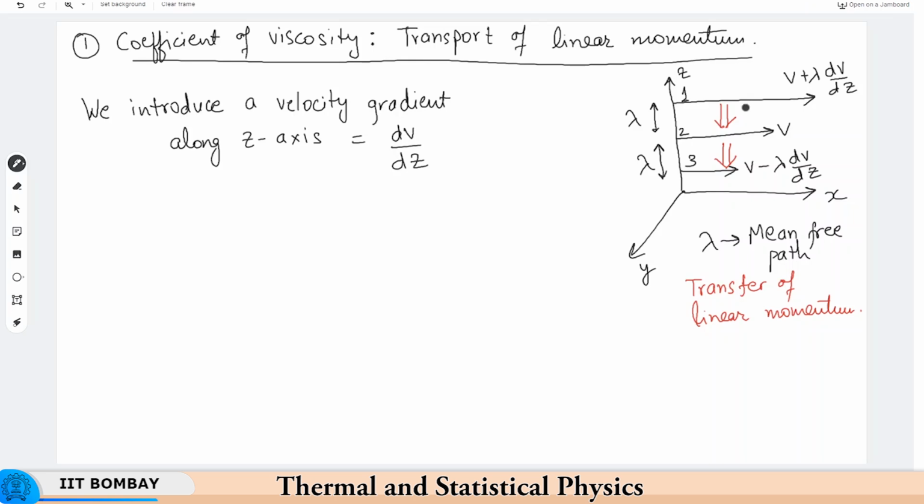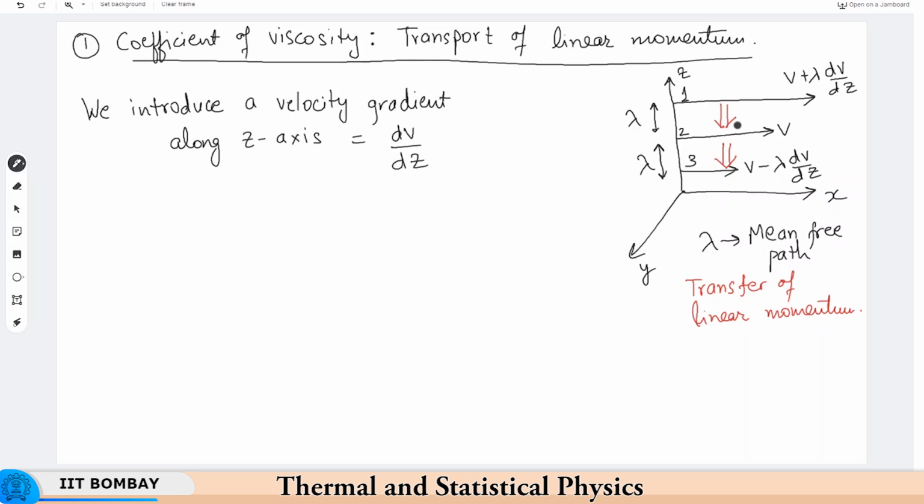And as a result, like I said, these molecules will collide with slower molecules, and they will impart some momentum to these molecules. Similarly, molecules moving in plane 2 will impart momentum to molecules moving in plane 3, and therefore there will be some sort of resistance which will naturally come into this system, and that resistance is known as viscosity.